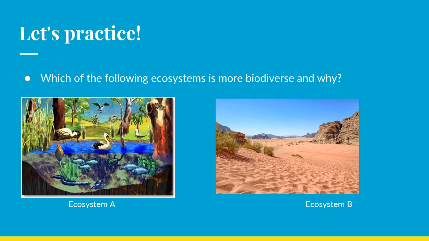For ecosystem B, there's not zero biodiversity, there's just less of it. So we have this type of plants, so a couple plants back there. There's probably some little creepy crawly things rolling around in the sand, but we don't have as much different types of life in ecosystem B as we do ecosystem A.